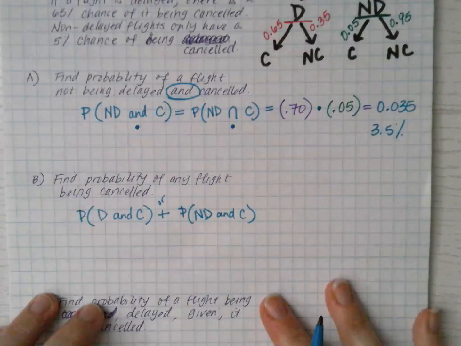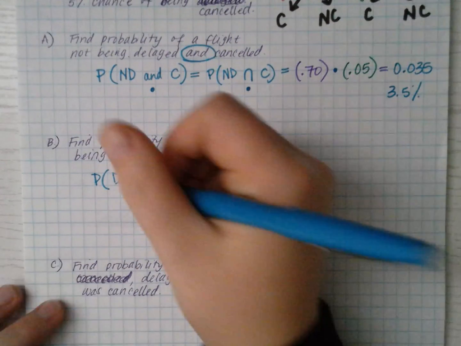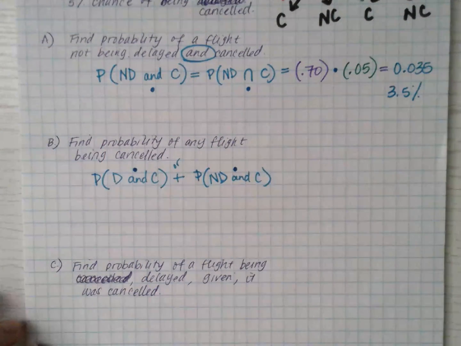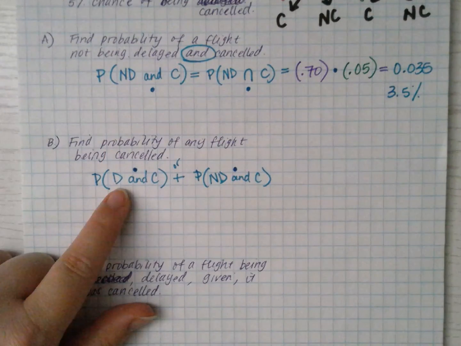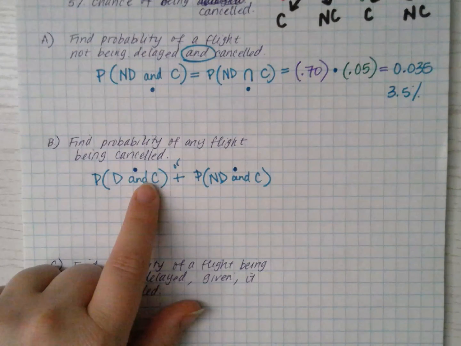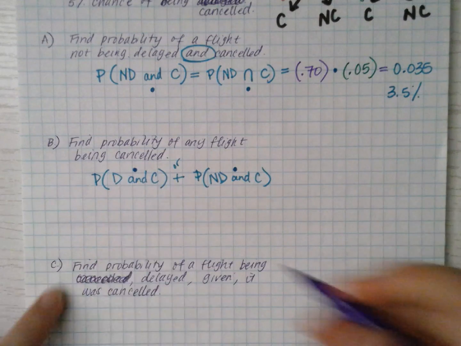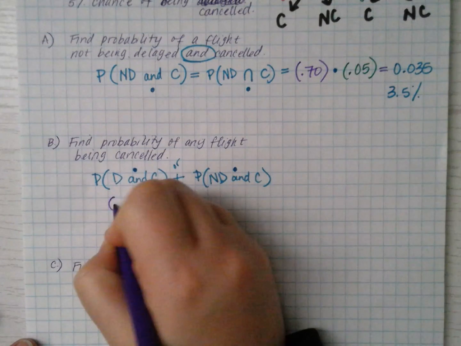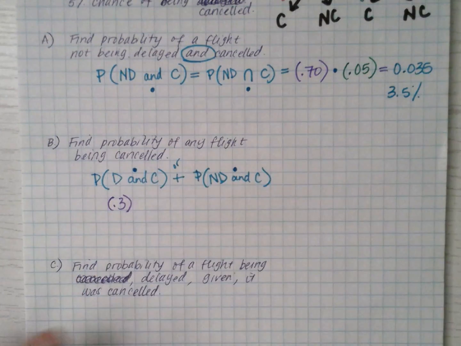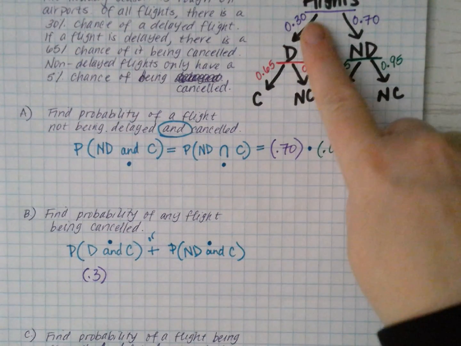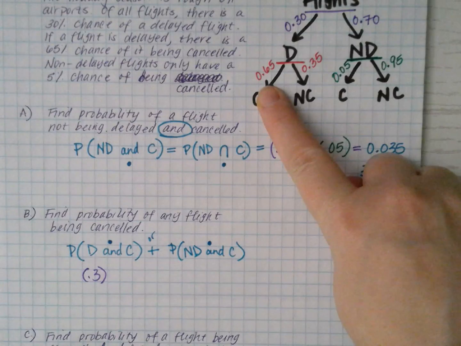Again, multiplication is our and. So we're going to make this multiplication here. Boom. So let's start filling in these numbers. Delayed and canceled becomes a multiplication. So a delayed flight happens 0.3% of the time. Coming up here, delayed happens 0.3% of the time. Canceled from there is 0.65.